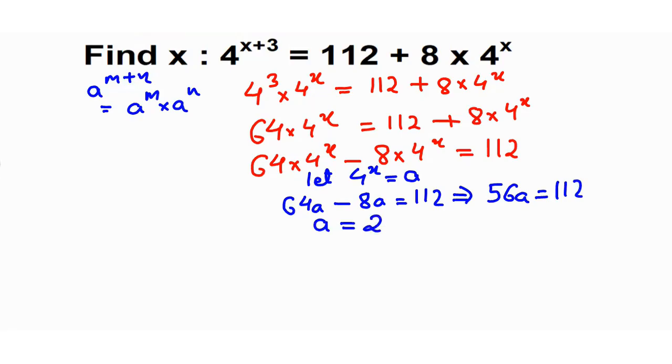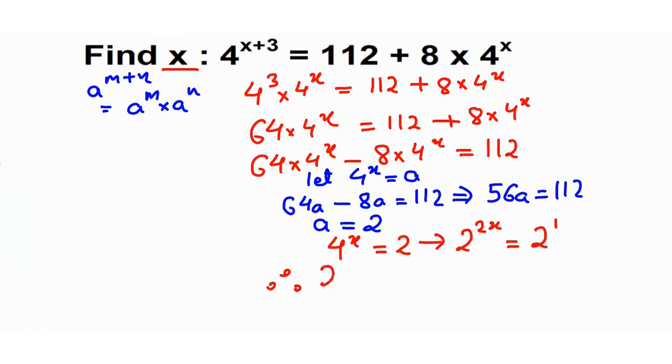That is 2. But in the question, it asked us x, not a. So we'll just replace a. That was equal to 4 to the power x equals 2. We want the same bases now. So the base can be 2. 4 to the power x can be written as 2 to the power 2x equals 2 to the power 1. Bases are the same, so the powers should also be equal.